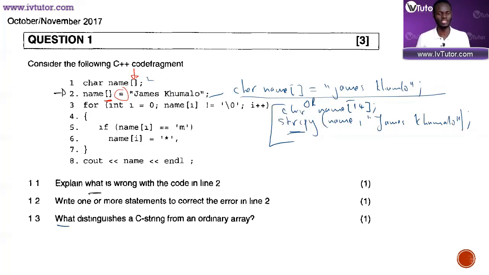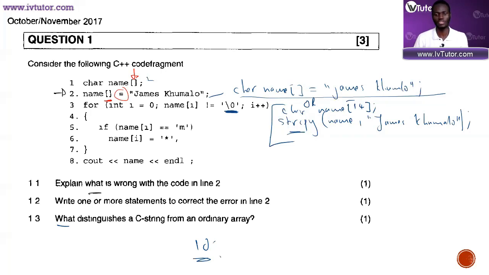Then the last question says, what distinguishes a C string from an ordinary array? A C string has a terminating null character at the end of the string. And that is what distinguishes a C string from an ordinary char array. And remember, if you don't have the null character, then it's just an ordinary array. It's not a C string. What makes it a C string is the presence of the null character.